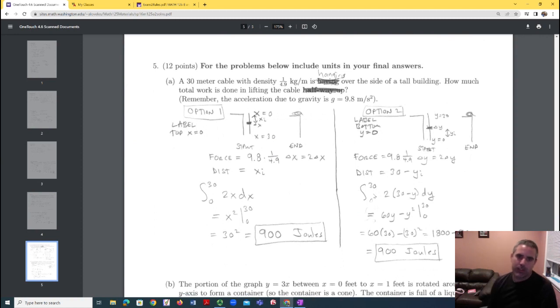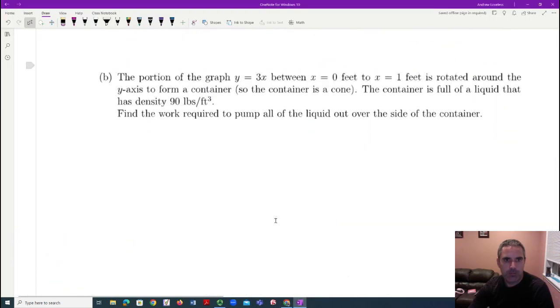Oh, I did it both ways. So you can see where I've labeled at the bottom. I labeled it at the top. It's the same thing either way. Last one. A portion of the graph between here is rotated around the y-axis to form a container. The container is full of a liquid that has density 900 pounds per cubic foot.